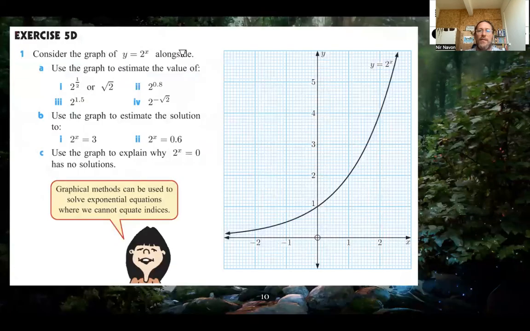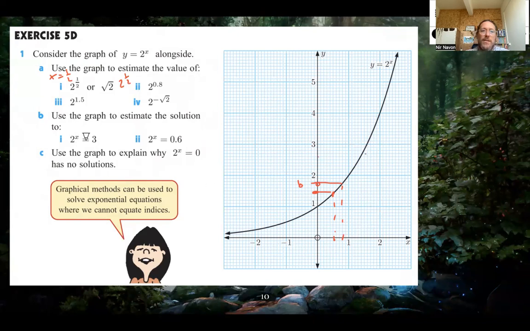Consider the graph of 2 to the power of x alongside. Use the graph to estimate the value. The square root of 2 is actually 2 to the power of half. So that is x equals half. So I'm going here, this is x equals half, and going up to the graph, that would be the y value of the square root of 2. Then 2 to the power of 0.8. So 0.8 is here. That would be for b, y equals 1.8 or something like that.